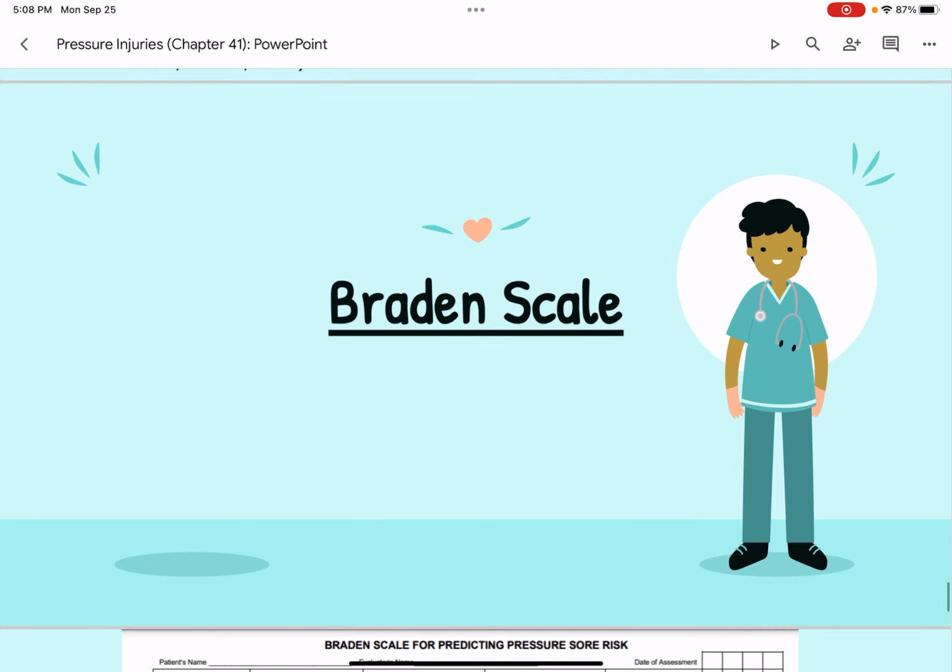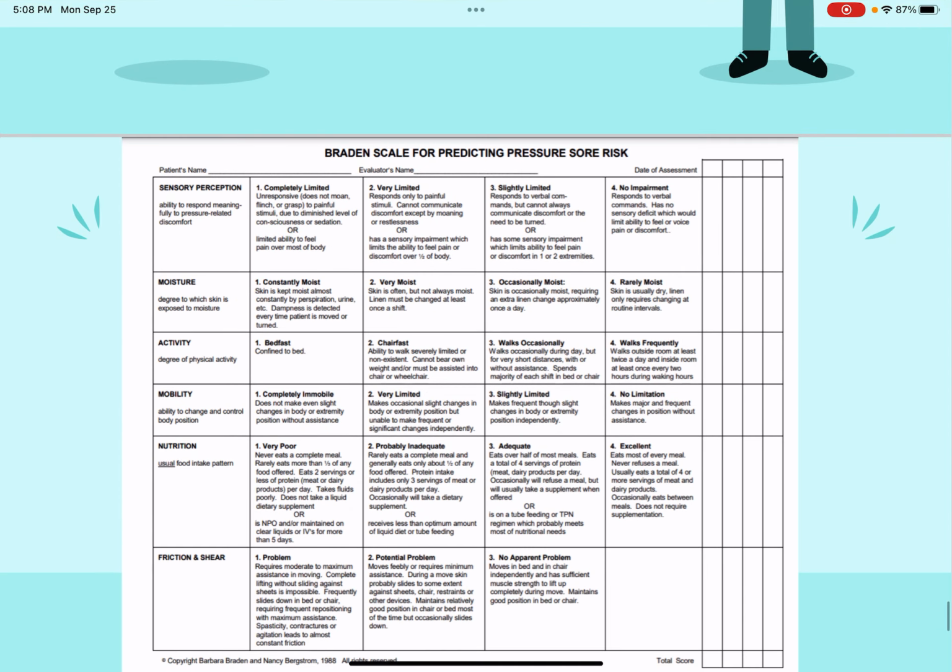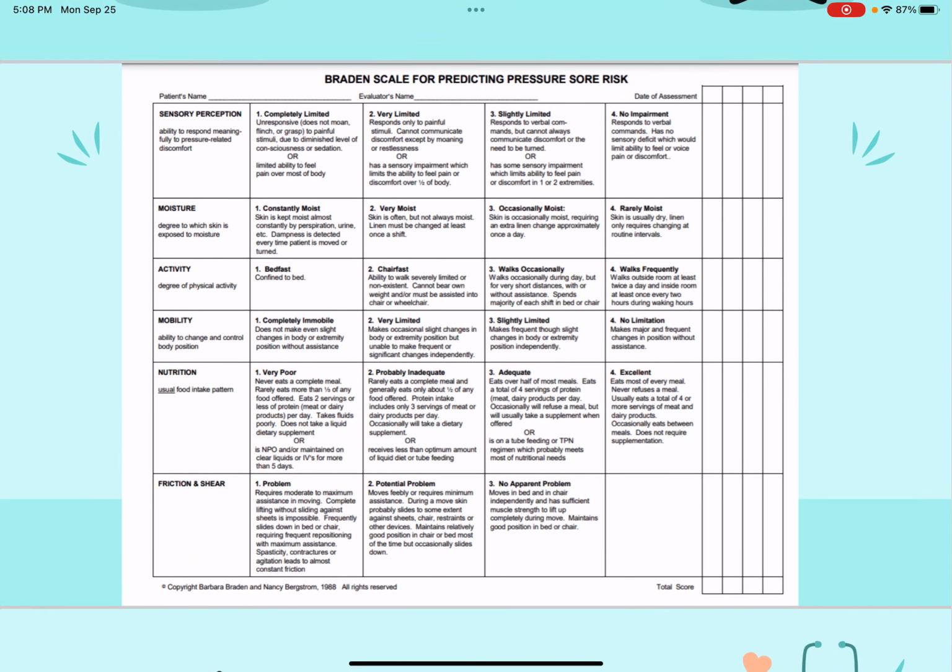The Braden scale is a universal scale that is used to predict the likelihood of a patient developing a pressure injury. This slide here shows a picture of the Braden scale.